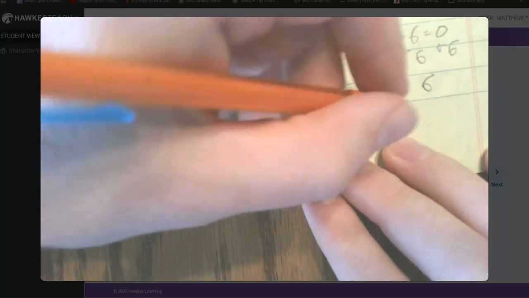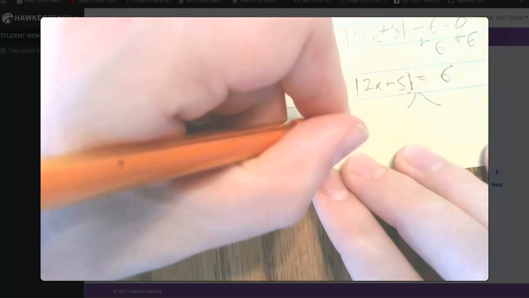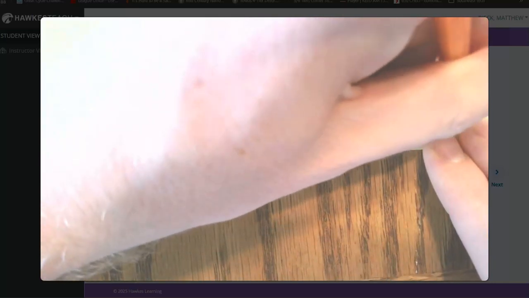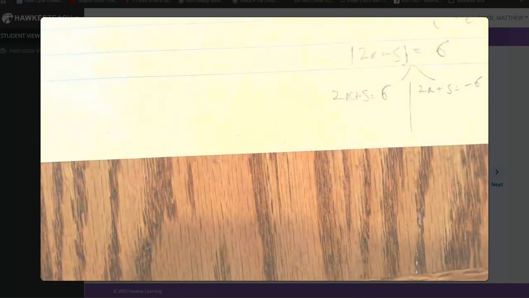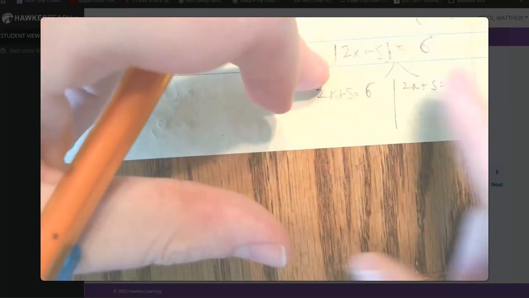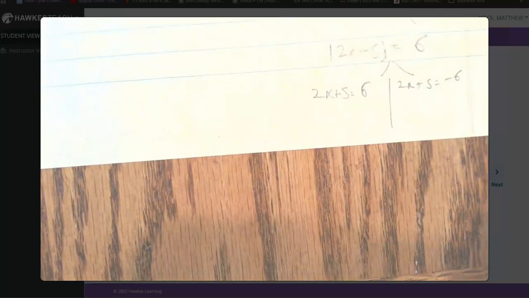And again, we can split this up into two separate equations here. So we have 2x plus 5 could equal positive 6, or 2x plus 5 could equal negative 6, because again, the absolute value of negative 6 is also going to be positive 6.